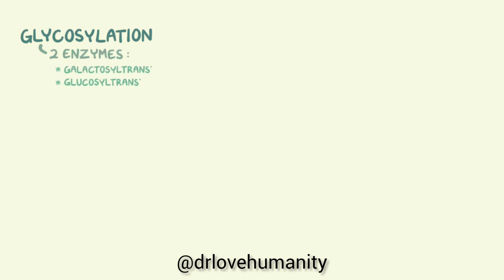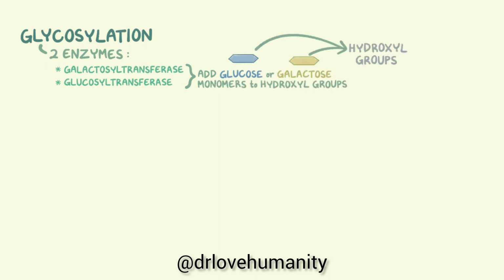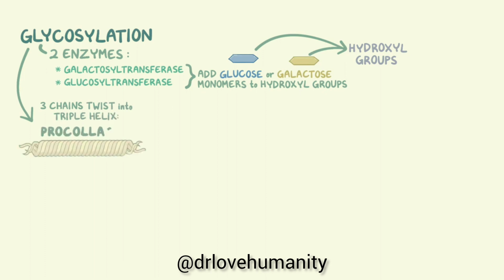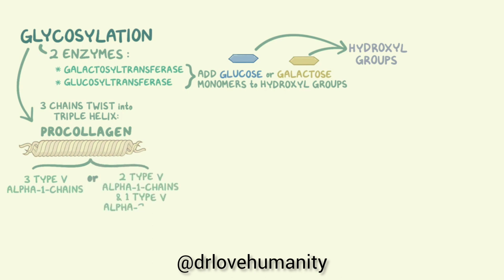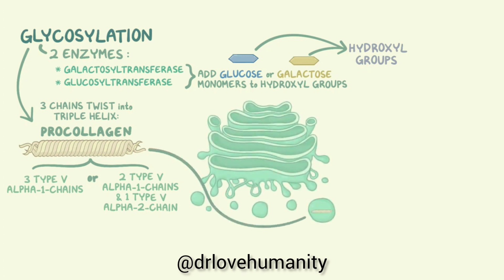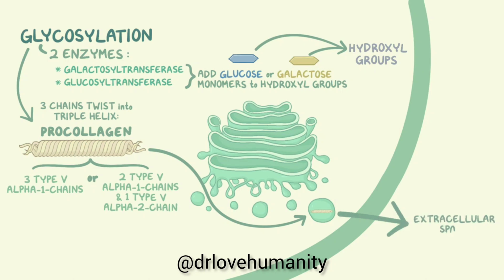Then there's a process called glycosylation, which is done by 2 enzymes, galactosyl and glucosyltransferase, which add glucose and galactose monomers onto the hydroxyl groups. After that, 3 of these chains twist into a triple helix, called procollagen. Now, 2 combinations can make up the helix or procollagen for type 5 collagen: 3 type 5 alpha 1 chains, or 2 type 5 alpha 1 chains and 1 type 5 alpha 2 chain. The procollagen is then put in a vesicle by the Golgi apparatus and sent into the extracellular space.